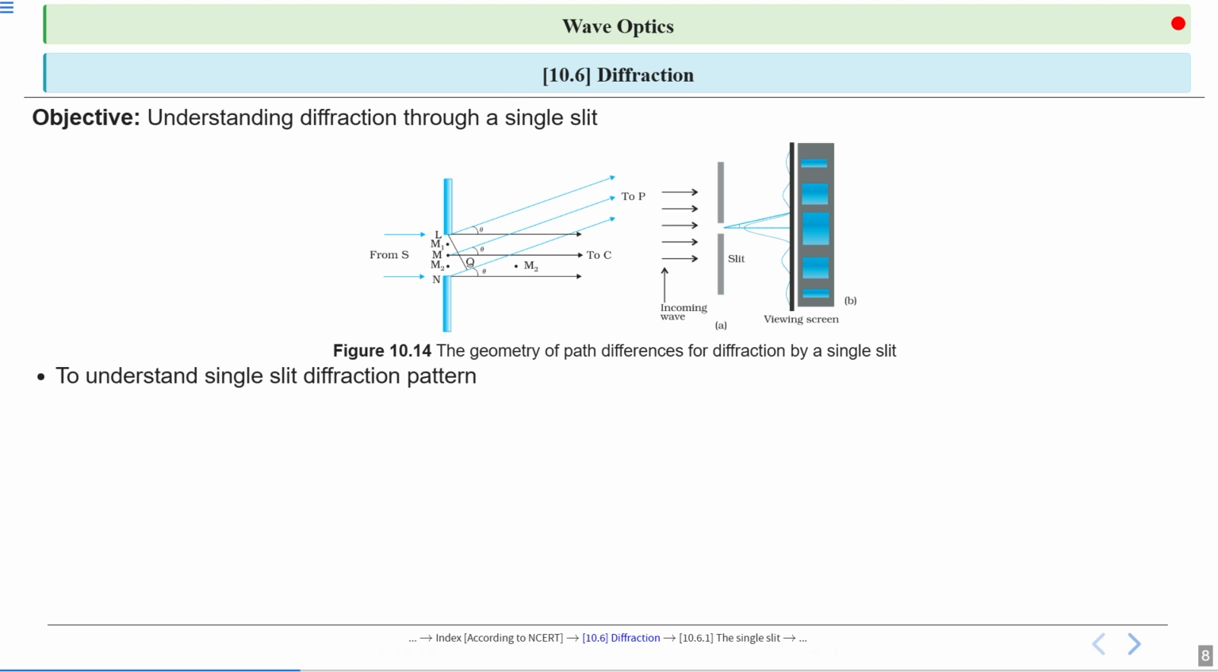So let's delve into the single slit diffraction pattern. Our goal is to comprehend how this pattern forms and what it looks like. We will start by considering a plane wave, which is a wave with constant phase fronts, approaching a single slit. This slit has a width labeled as a in the diagram, represented by line LN.